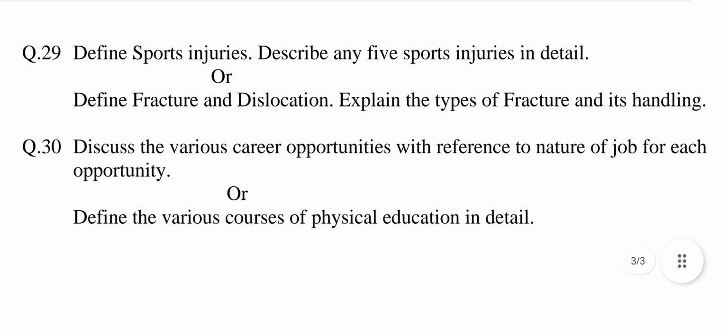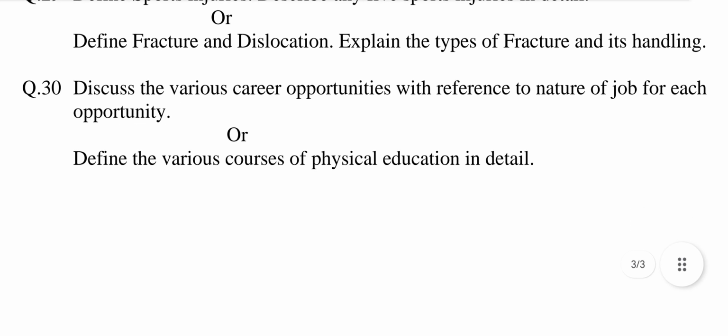Question number 29. Define sports injuries. Describe any 5 sports injuries in detail. This question is selected from chapter number 10, Common Sports Injuries and Rehabilitation. The answer may be, sports injuries are the kind of injuries that most commonly occur during sports or exercise, but they are not limited to athletes. Number 1, sprain. 2, strain. 3, dislocation. 4, fracture. 5, muscle pull. Explain all these 5 injuries into 2 to 3 lines.